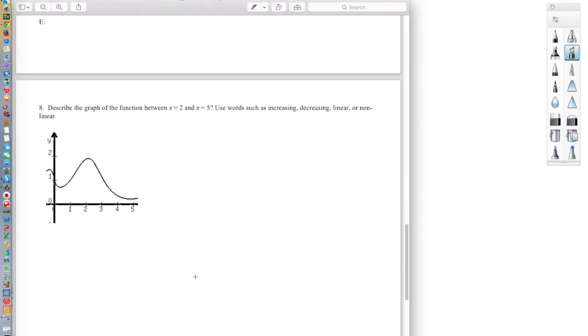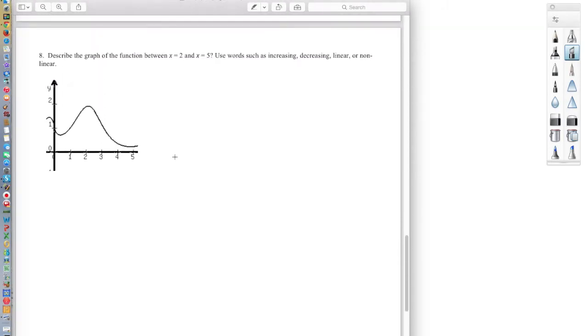And then number 8, finally, describe the graph of the function between x is equal to 2 and where x is equal to 5. So find out where x is equal to 2 on the graph and where x is equal to 5 and explain what's happening. Is it increasing, decreasing, linear, or nonlinear?